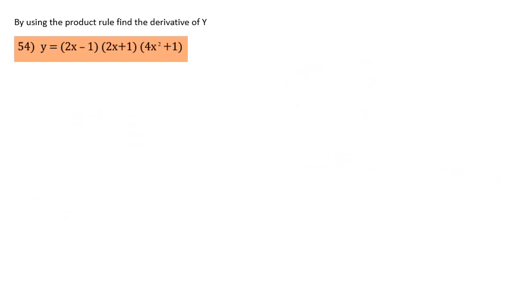Find dy by dx by using the product rule. First, I'm going to write y as 4x squared minus 1. After simplifying these two brackets together, it's a difference of two squares, multiply 4x squared plus 1. I know that it's easier to write y in the form of 16x to the power of 4 minus 1 and find its derivative, but we need to apply the product rule.